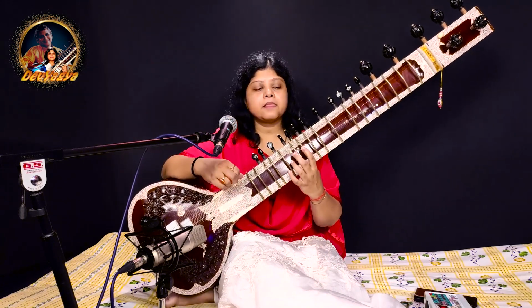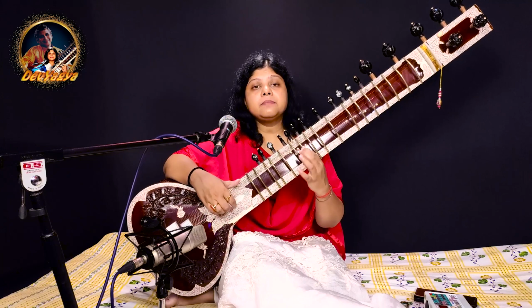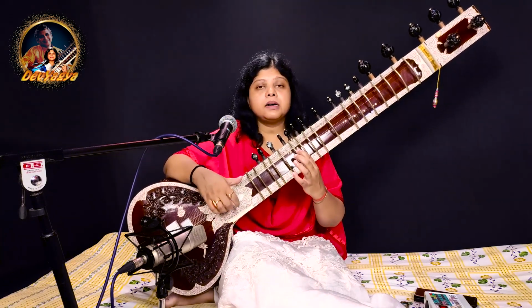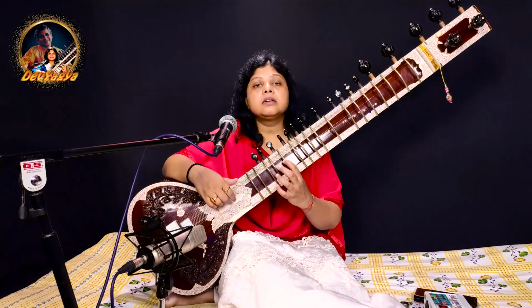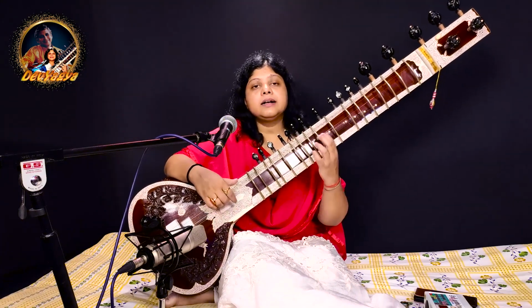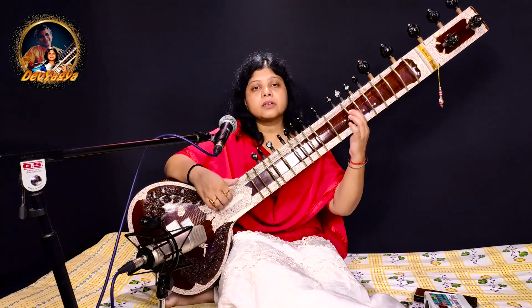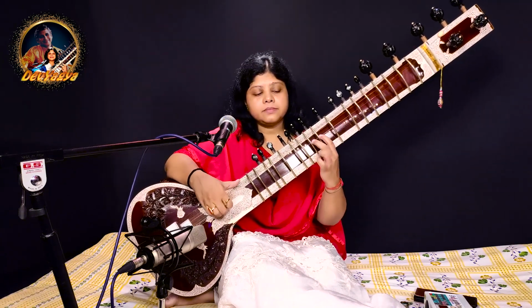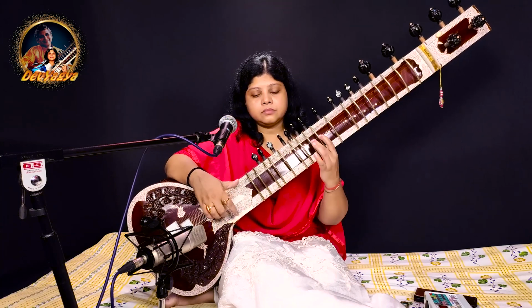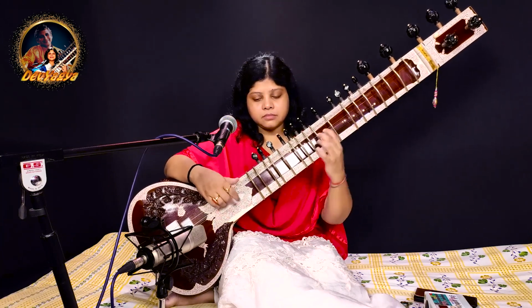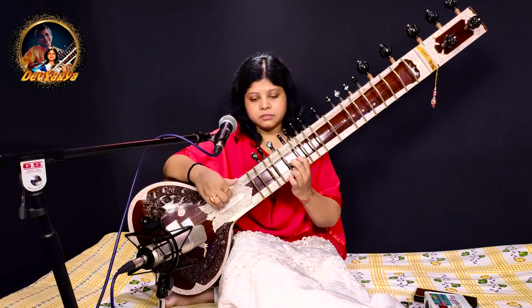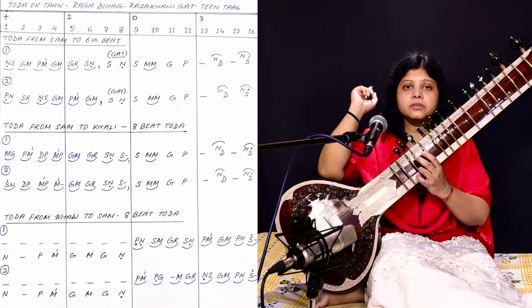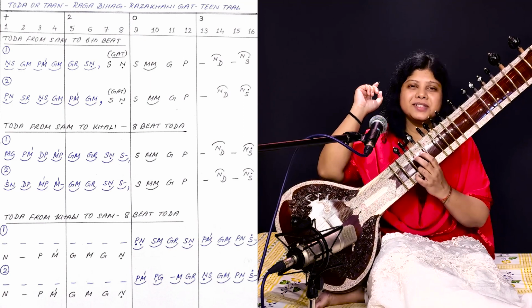Repeating again. Ma ga pa ma dha pa ma pa ga ma ga re sa ni sa. Sa ma ma ga pa ni sa ni pa ma ga ma ga. Again. Now there is another taan from sum to khali, you try yourself.